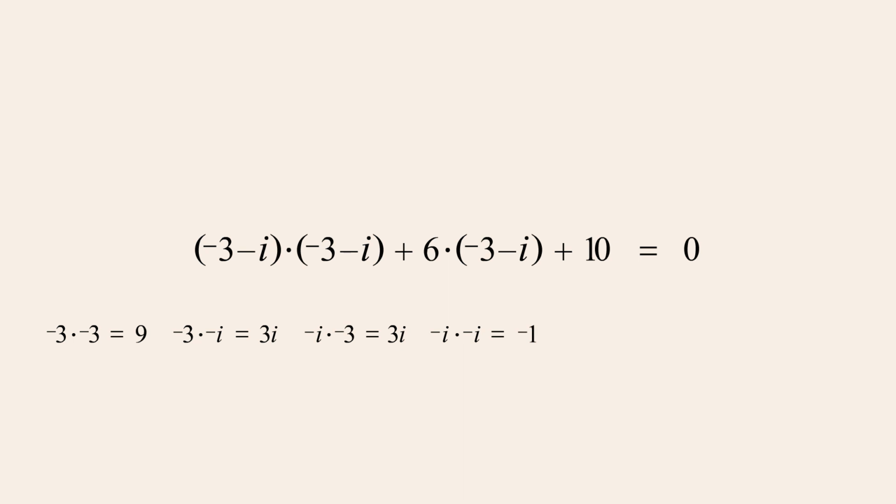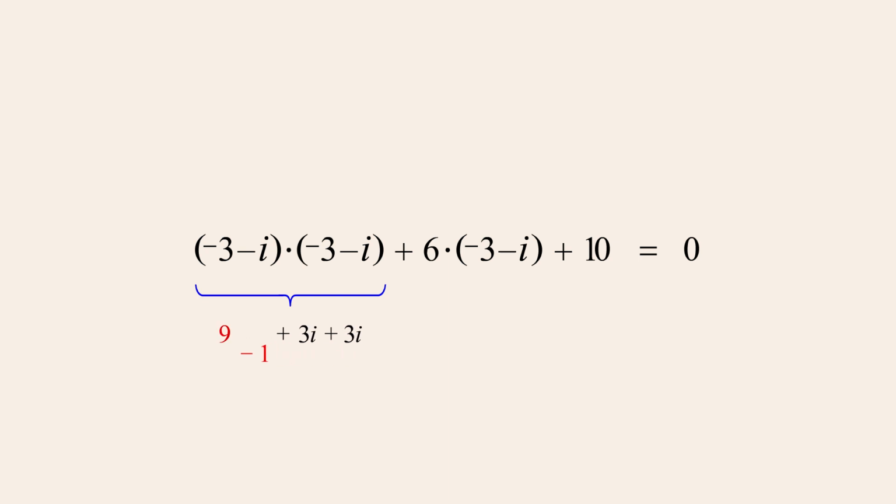Adding these results, 9 minus 1 is 8. And 3i plus 3i is 6i. Next, multiplying 6 times negative 3 minus i, we get 6 times negative 3, or negative 18, and 6 times negative i, or negative 6i.